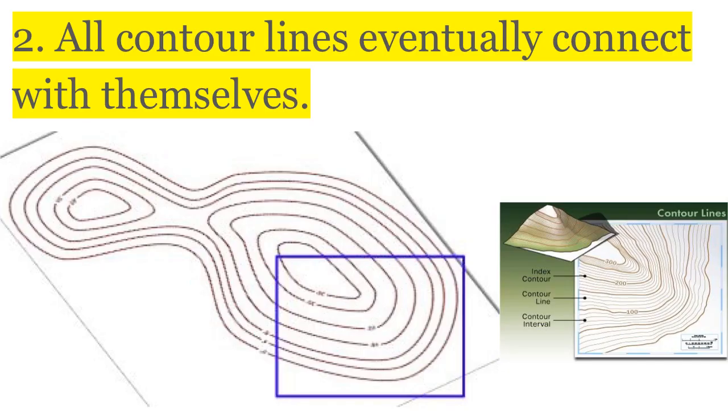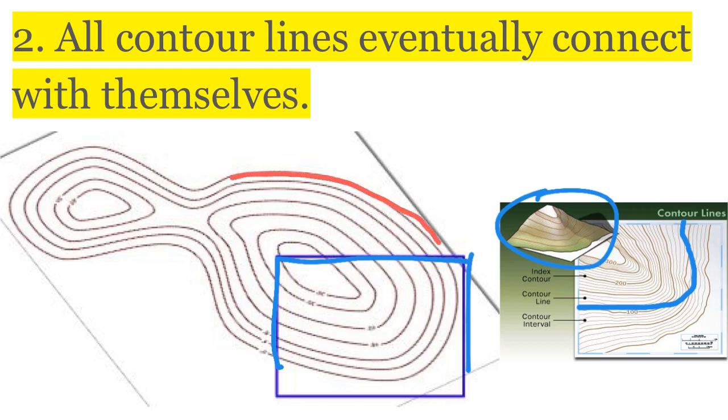Number 2, all contour lines eventually connect with themselves. So on this map, it kind of looks like those contour lines just end right at the edge of the map. But remember, we've zoomed way in on this picture of this little mountain that's here, right? We've zoomed way in on this topographic map. So if we could zoom back out, we would see all of these other contour lines that are extending from that point where they ended at the edge of that map.